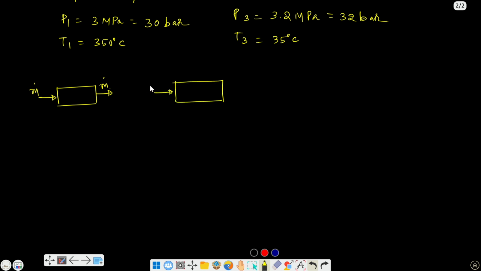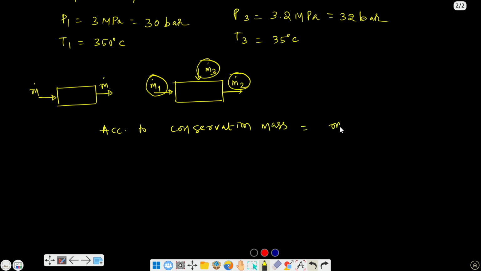This is state point 1, and m dot 1 is entering the system, m dot 2 is going out of the system, and m dot 3 is entering the system. So we apply the conservation of mass: the entering mass and the exit mass will be equal. So according to conservation of mass, I can write m dot 1 plus m dot 3 equals m dot 2. Let this be equation number 1. Now we have another conservation, that is the conservation of energy.